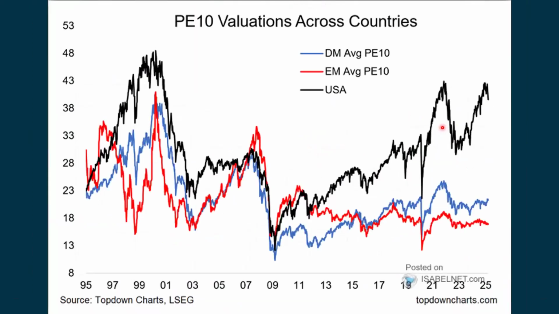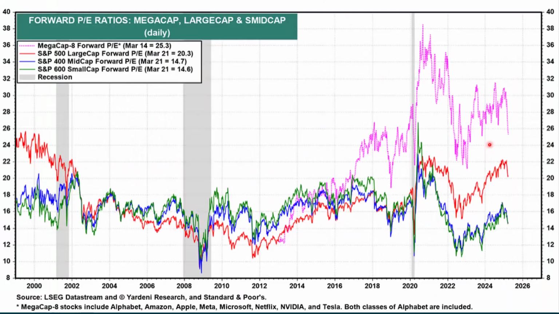This looks at the US PE 10, that's the CAPE, the Shiller CAPE PE ratio, and then compares it with emerging markets and developed markets. And even looking across the world, the US still has the most expensive stock market, but it's also considered to be the market that has the most value and the most potential to go up in friendly economic conditions. But the market doesn't do that.